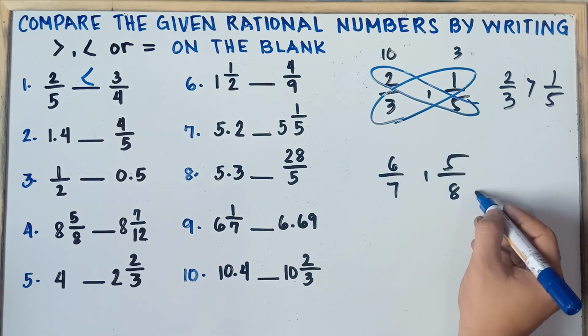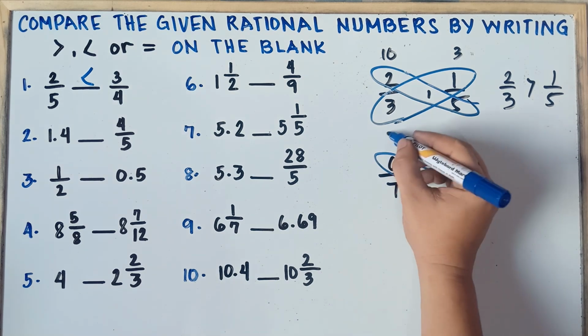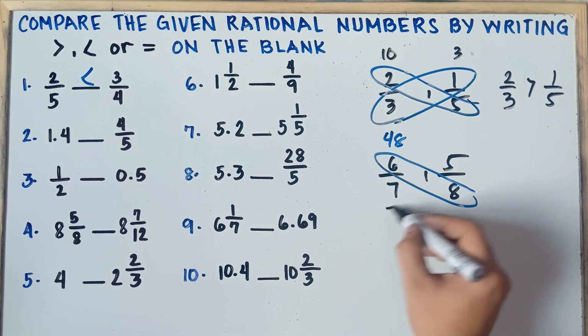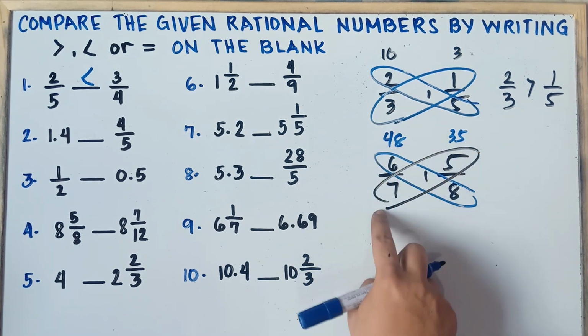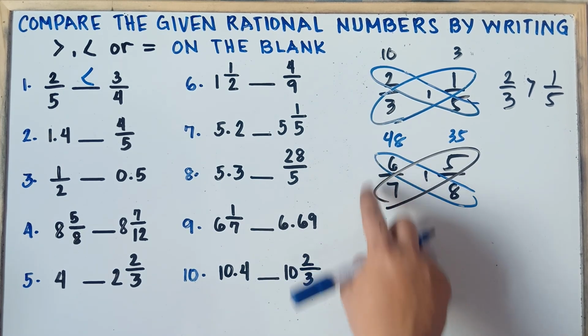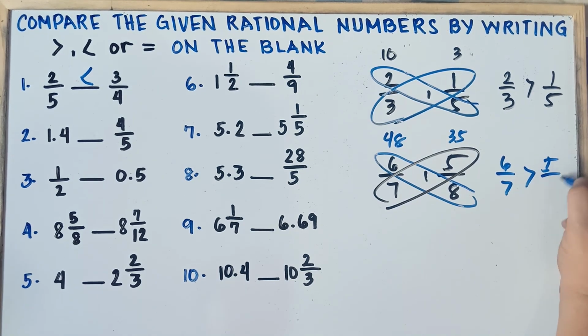Let's have this one. Cross multiply. 6 times 8, that is 48. 7 times 5, that is 35. Now, 48 is aligned on 6 over 7. Therefore, class, 6 over 7 is greater than 5 over 8.